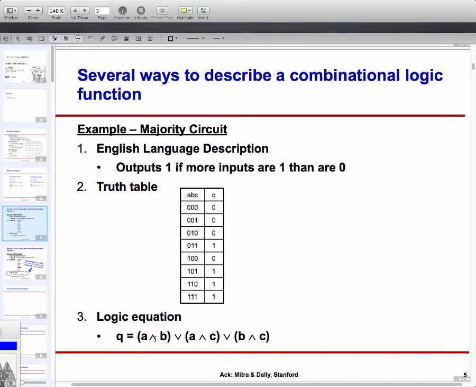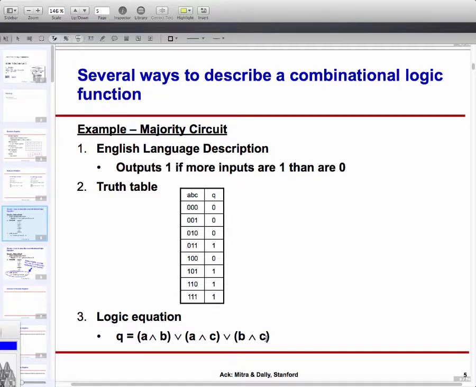It says that output Q is A and B, or A and C, or B and C. And if you think about it, what it's doing is covering the three cases. It's basically saying output is high if A and B are 1, or A and C are 1, or B and C are 1. So those cover the thing.